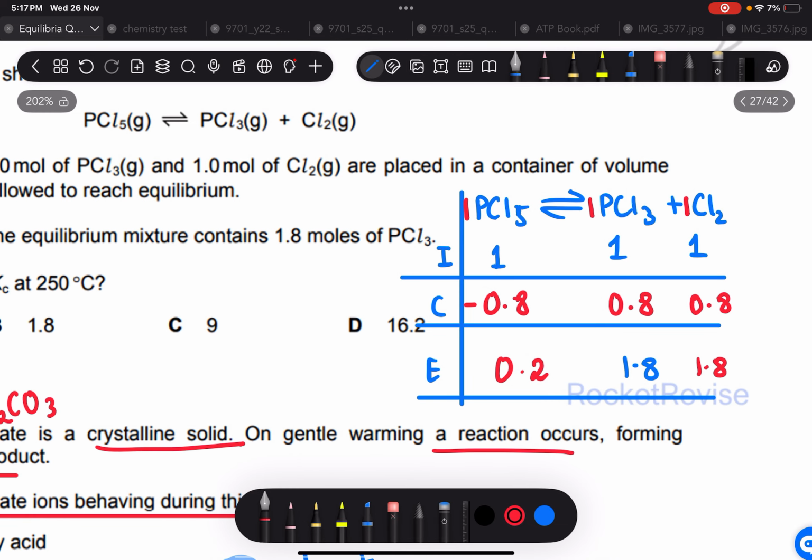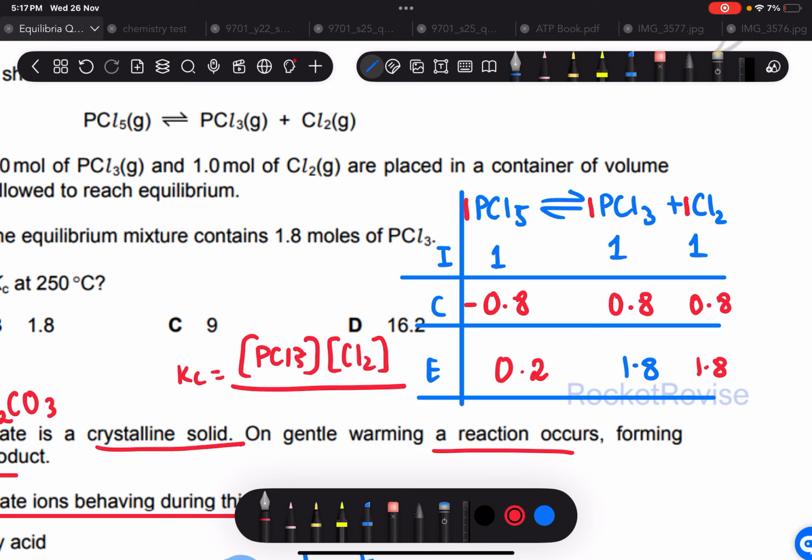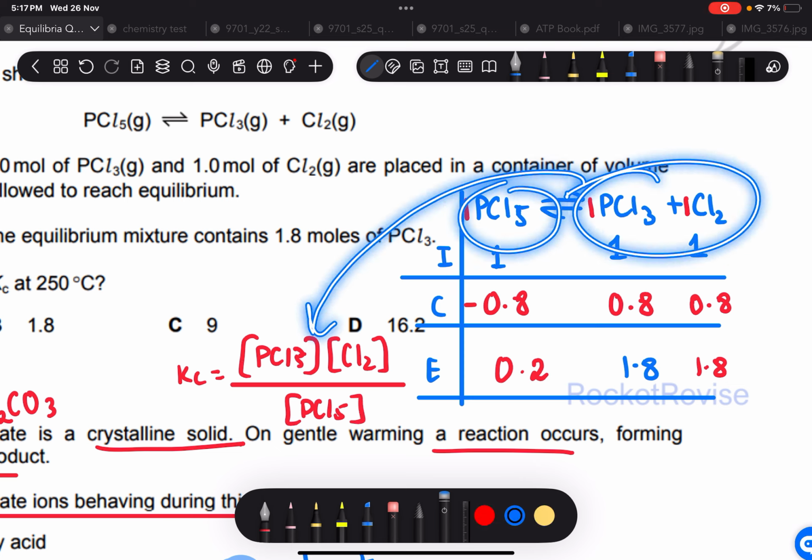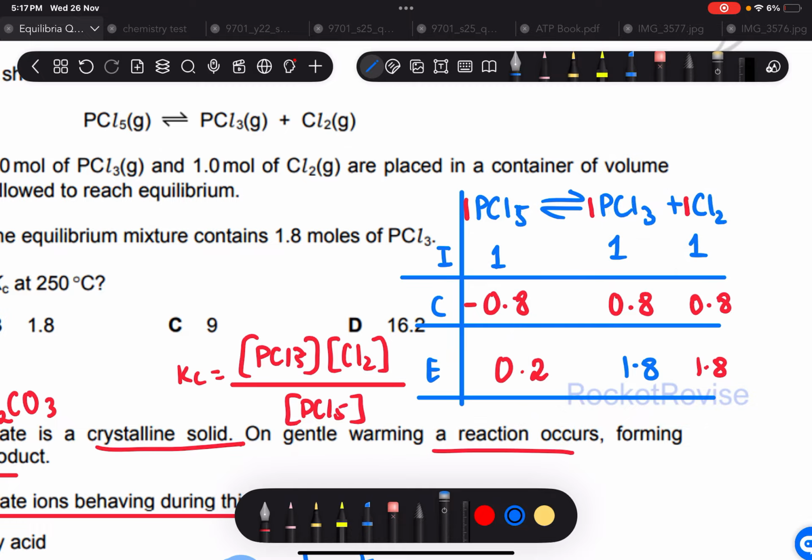Now we write the Kc expression for this. What's going to be the Kc expression? It's going to be simple. Kc is going to be equal to the PCl3 moles, no wait, it has to be PCl3 moles, then Cl2 moles, and in the denominator, PCl5. Because the products are at the top and the reactants are at the bottom. And since there are no 2 or 3 moles, there are not going to be any powers involved. There's only going to be the power of 1.